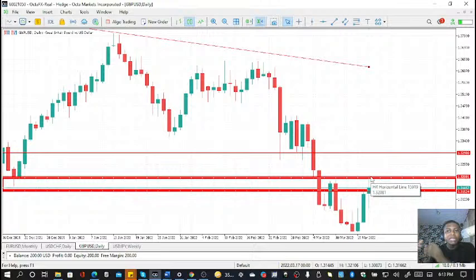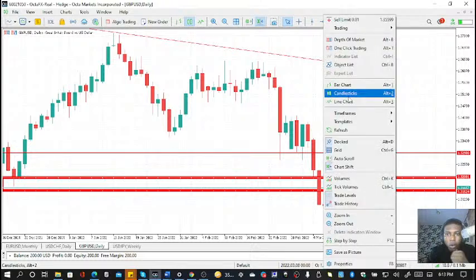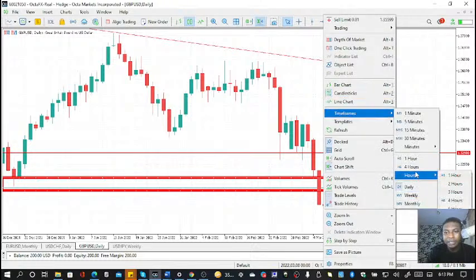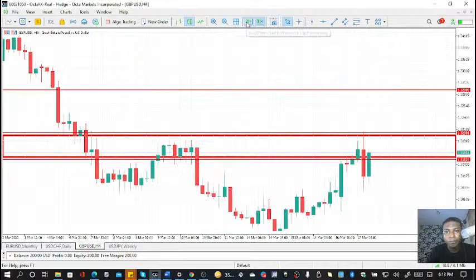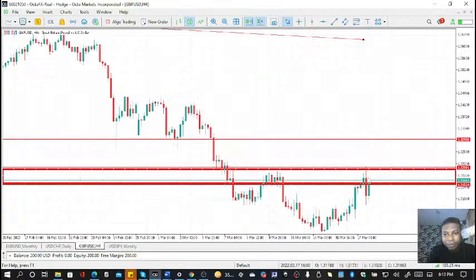Now let's go to the lower time frame, which is 4 hours. Then we know what we are going to do immediately. 4 hours. So you see what's happening here. Now look at this big bearish candle.